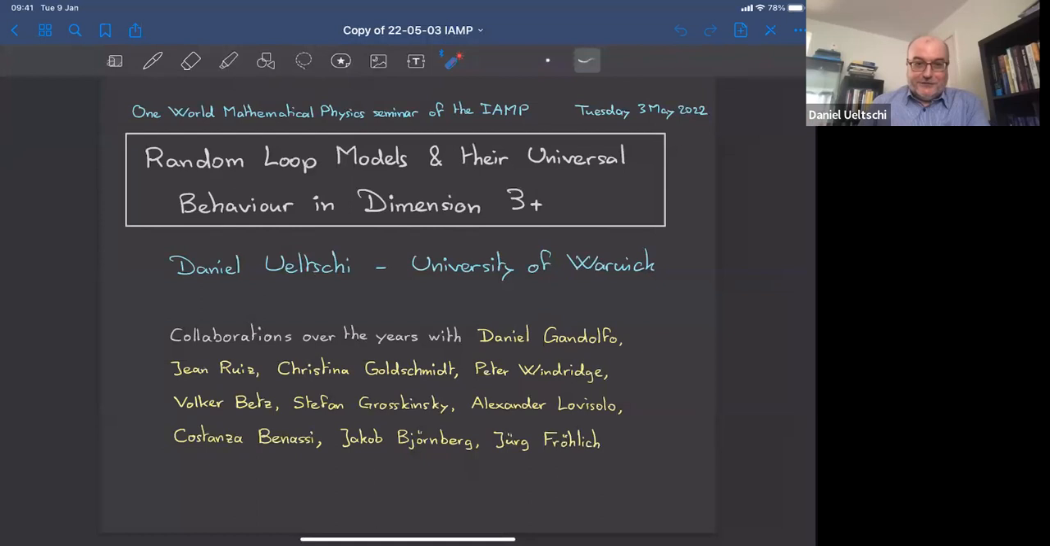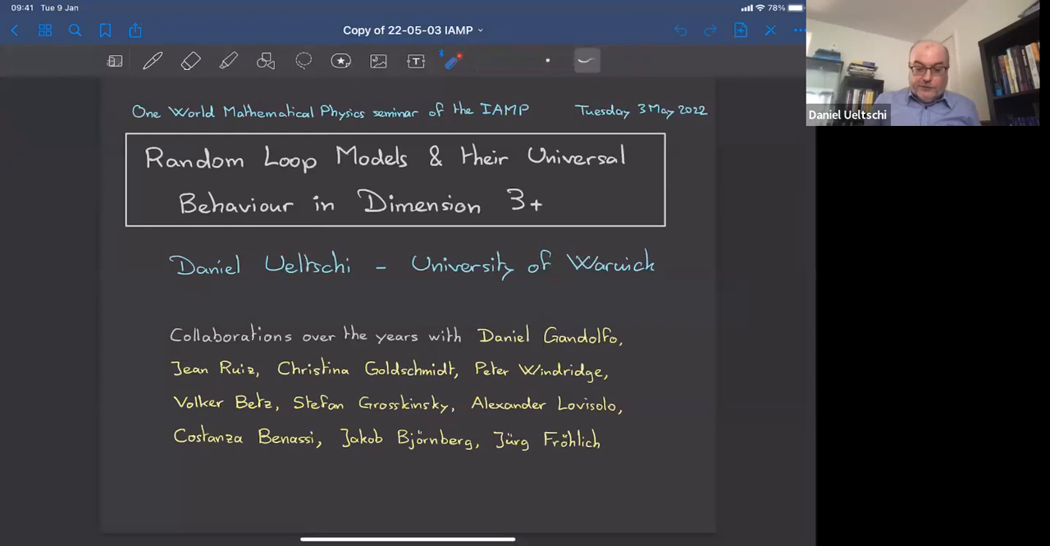So I'd like to discuss random loop models in dimensions 3 and higher. It's been a collaboration over many years with many people, so they are listed here. The main collaborators for different projects are Gandolfo, Ruiz, Goldschmidt, Windridge, Betz, Grosskinsky, Lovisolo, Benassi, Björnberg, and Fröhlich.